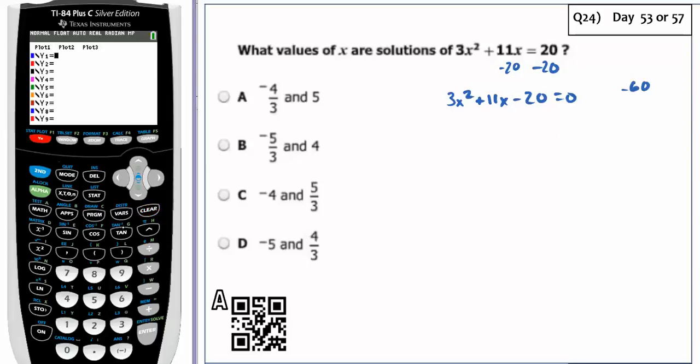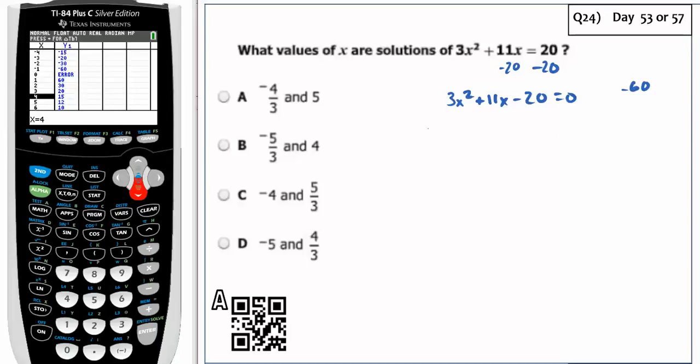So I'm going to Y equals. I'm going to type in 60 divided by x in my calculator. I'm going to go over to my table to find all of my factors. My factors need to be spread out a little bit. I see it right here, 4 and 15. 4 and 15 will make an 11 if 4 is negative and 15 is positive.